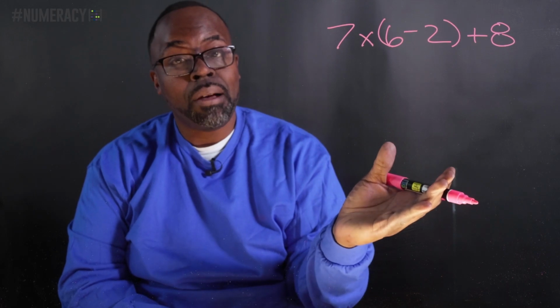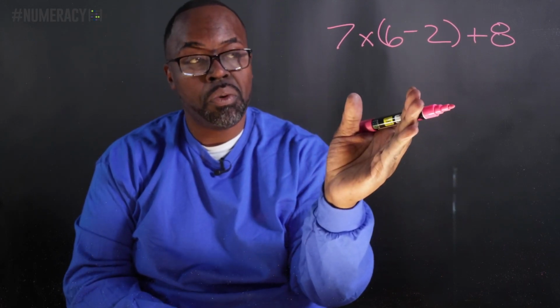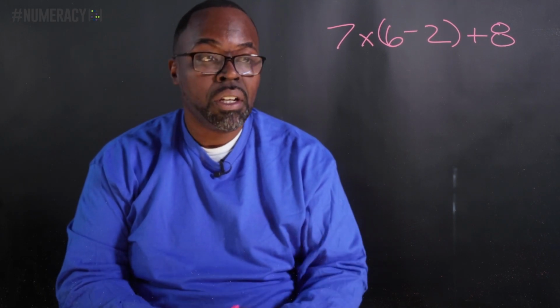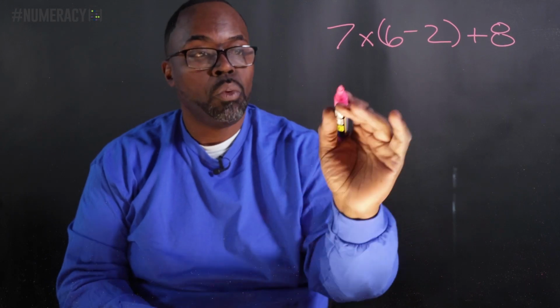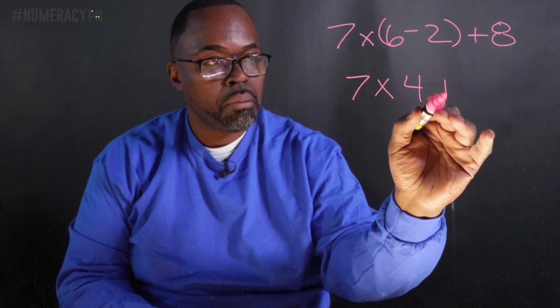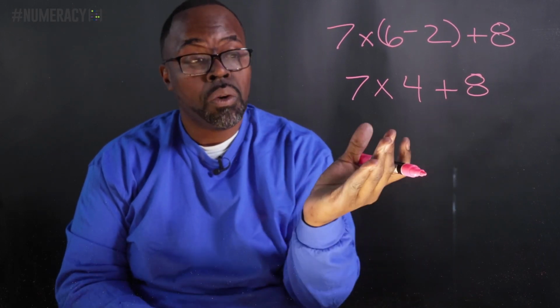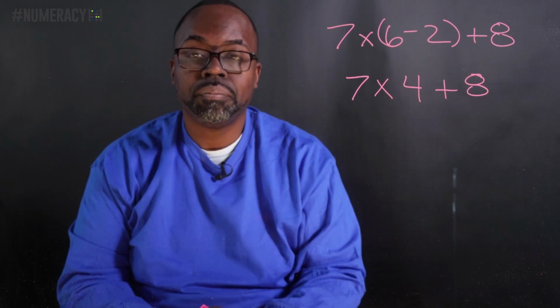In our next problem, we have the expression 7 times parentheses 6 minus 2, plus 8. In this expression, we have a parentheses, so that will be the first thing that we do, which leaves us with 7 times 4 plus 8. And so we have a multiplication and an addition problem.